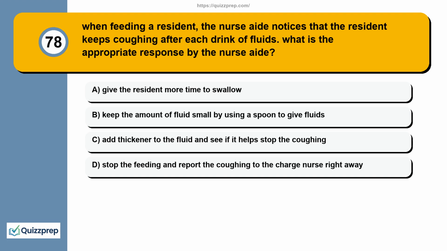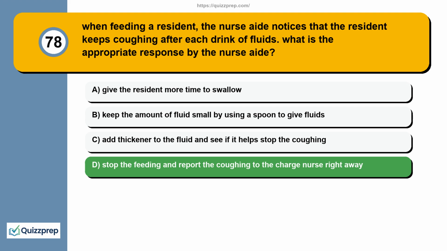Question 78. When feeding a resident, the nurse aide notices that the resident keeps coughing after each drink of fluids. What is the appropriate response by the nurse aide? Option A, give the resident more time to swallow. Option B, keep the amount of fluid small by using a spoon to give fluids. Option C, add thickener to the fluid and see if it helps stop the coughing. Option D, stop the feeding and report the coughing to the charge nurse right away. The correct answer is option D, stop the feeding and report the coughing to the charge nurse right away.